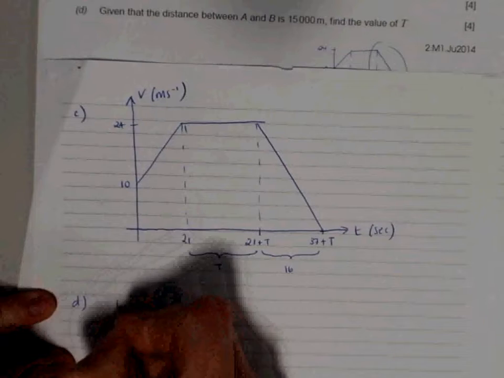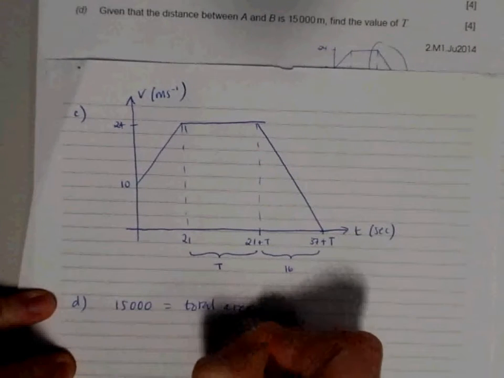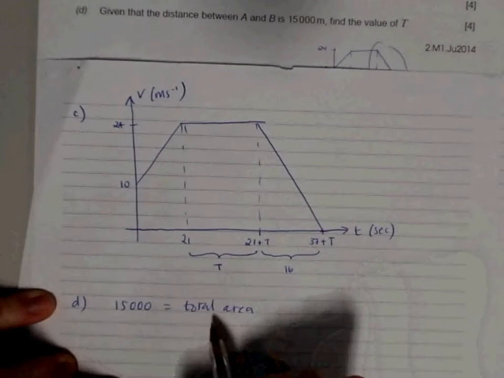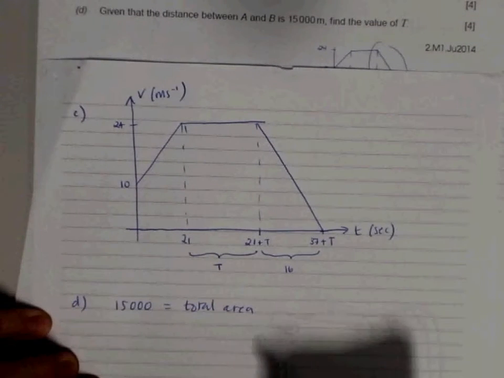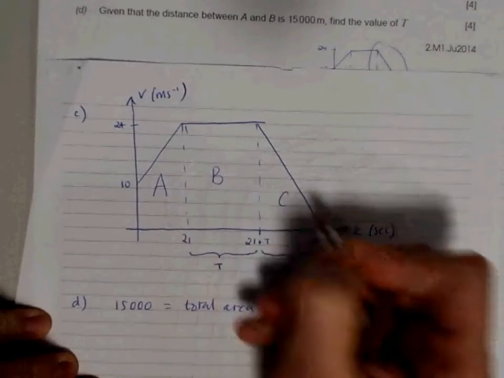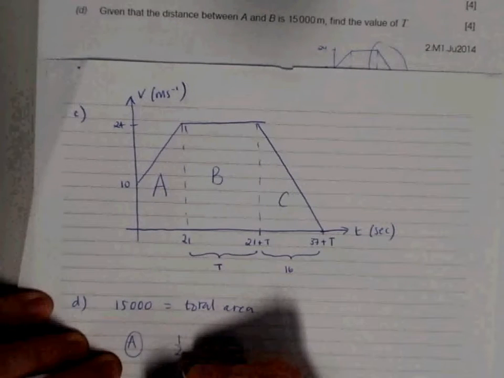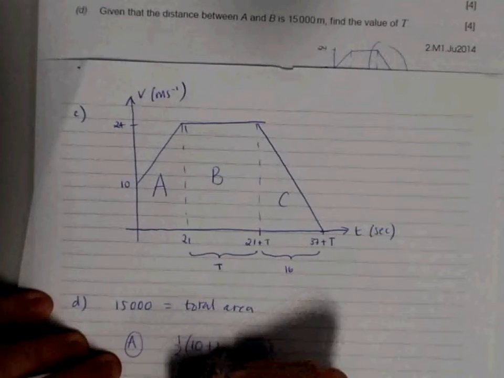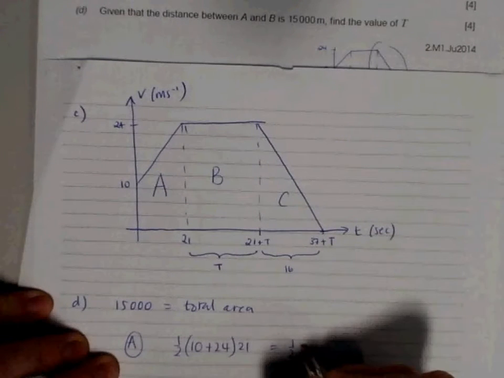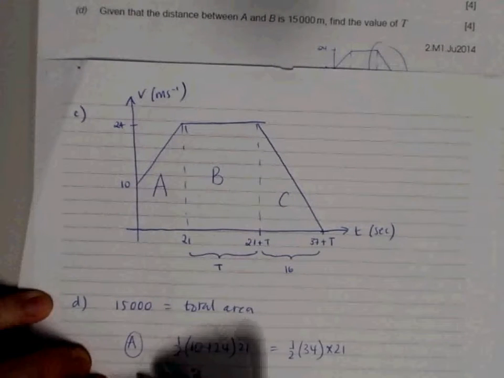So distance, remember, is total area. A couple of ways you could do this. You've got several shapes to put together. Doesn't matter what order you do them in. So I'm going to look at shape A, shape B, and shape C. So shape A, let's just figure that out to start with, is a trapezium. So half the sum of the two parallel sides, times the gap between them. So half times 34 times 21. We'll work that out in a sec.